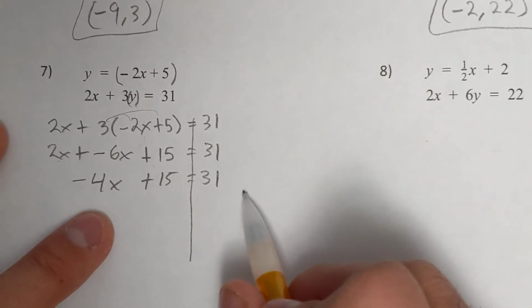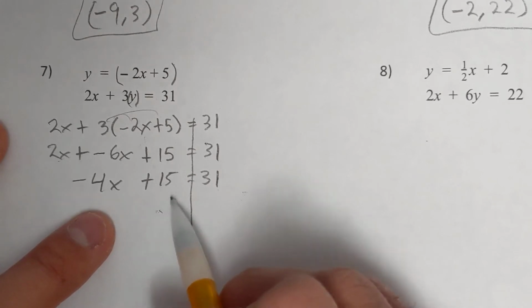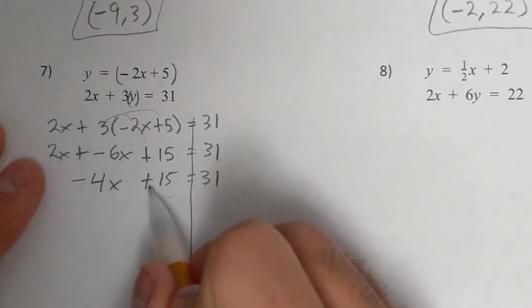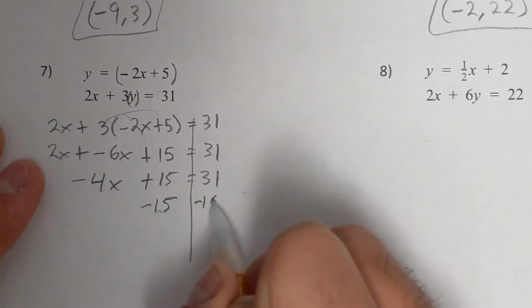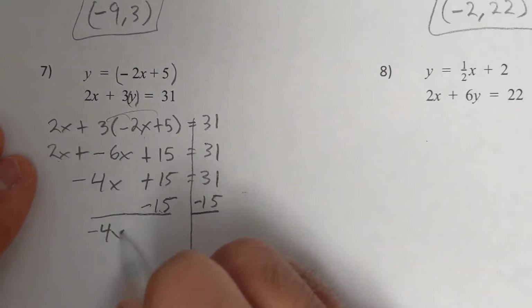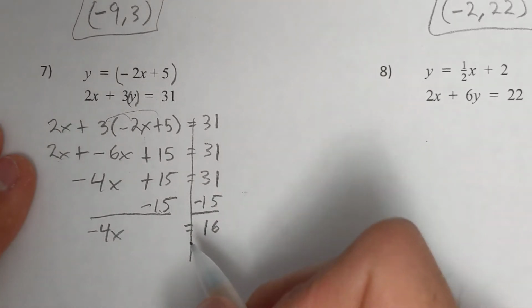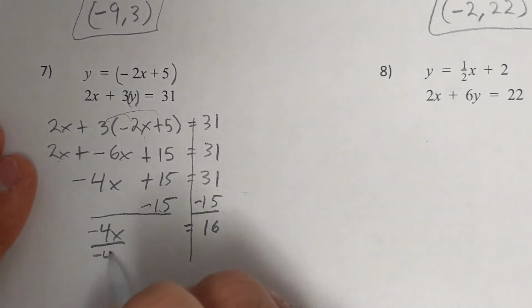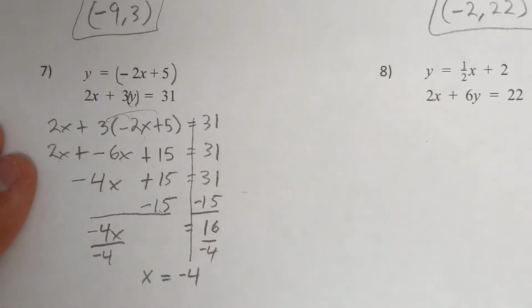Now I'm going to check if there are variables on both sides. The right side does not have a variable. It's already been eliminated. So on my left side, I want to eliminate my constant. My constant is 15, so the opposite of plus 15 is minus 15. And what you do to one side, you do to the other. So I bring down my negative 4x is equal to 16. Divide by the coefficient, which is negative 4. The coefficient is the number next to the variable. So I get x is equal to negative 4.